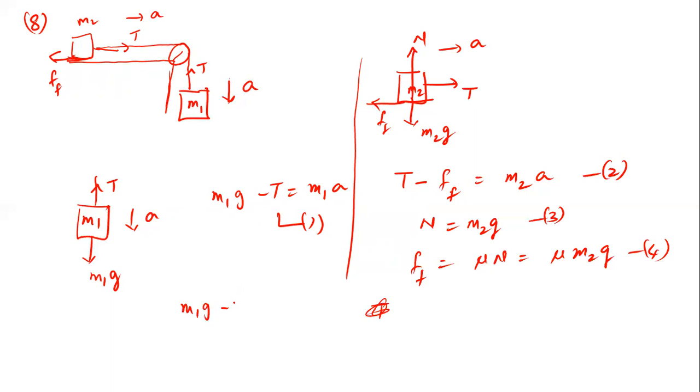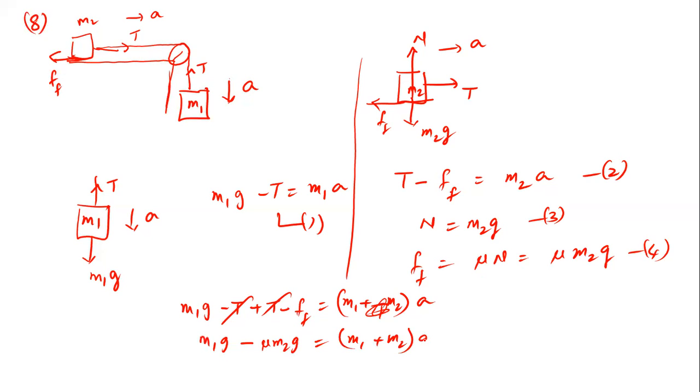So M1G minus T plus T minus frictional force is equal to M1 plus M2 into A. This T goes away. Now I have M1G minus frictional force. What is frictional force here? Mu times M2G, is equal to M1 plus M2 into A. This implies M1 minus mu times M2 into G divided by M1 plus M2 is equal to A.